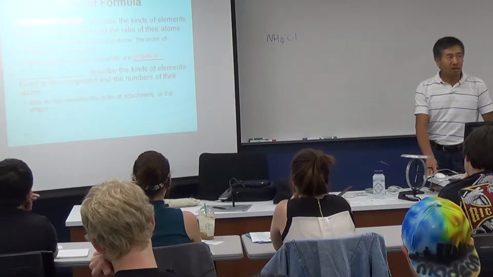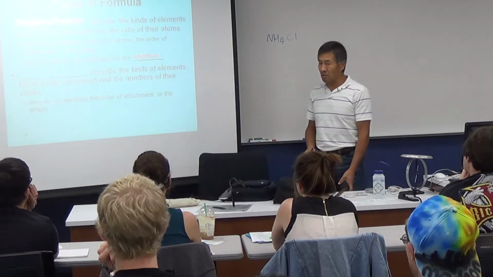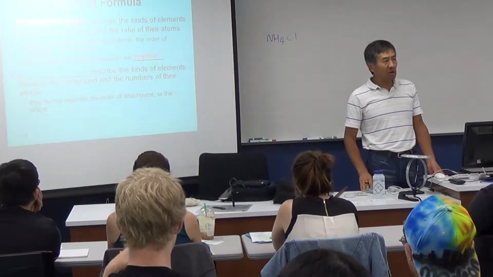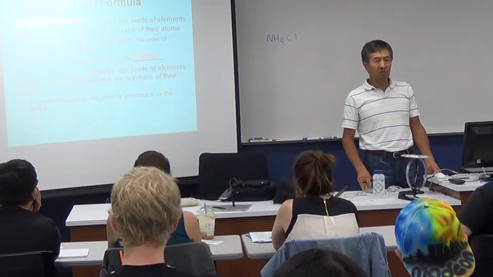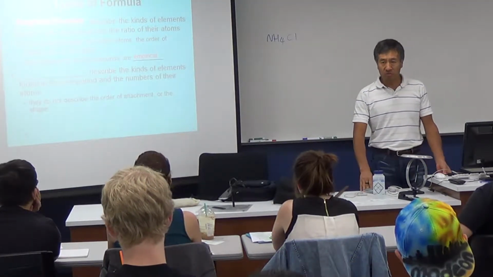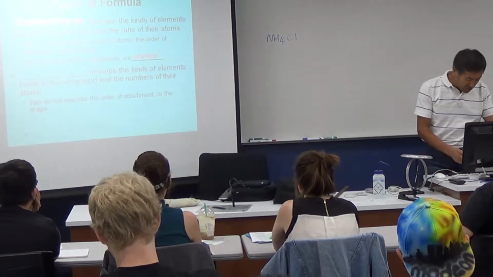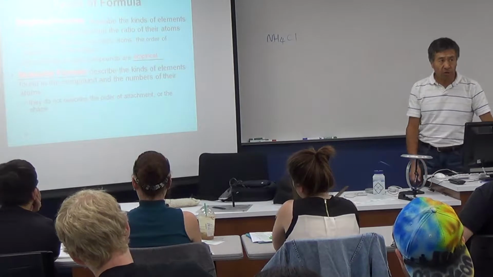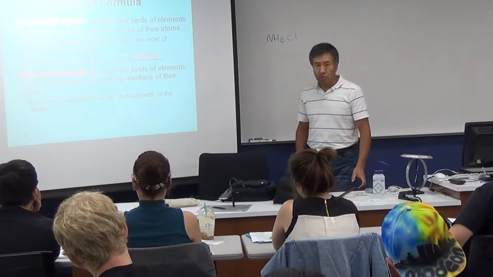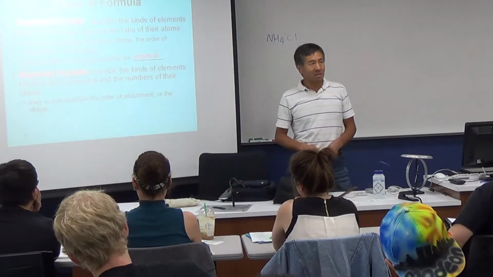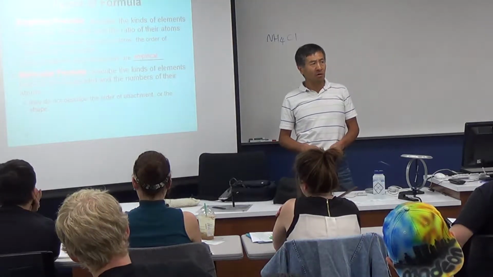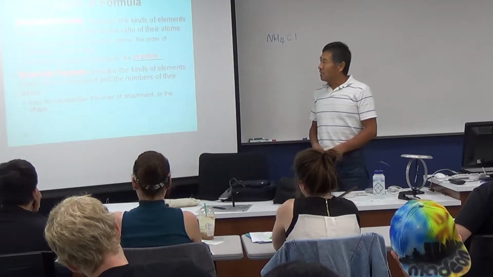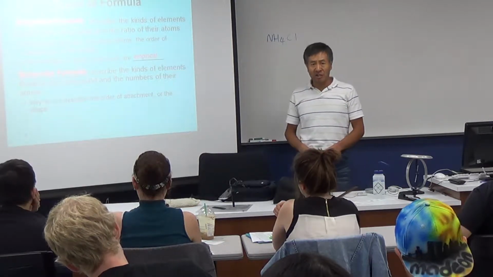So then compare the empirical formula with the molecular formula. The molecular formula will still tell you the ratio. Obviously, you can tell the ratio too, because you can simplify it into the simplest ratio. In addition to that, the molecular formula tells you not only the ratio, or what type of atom is in the compound, but also precisely the number of those atoms.